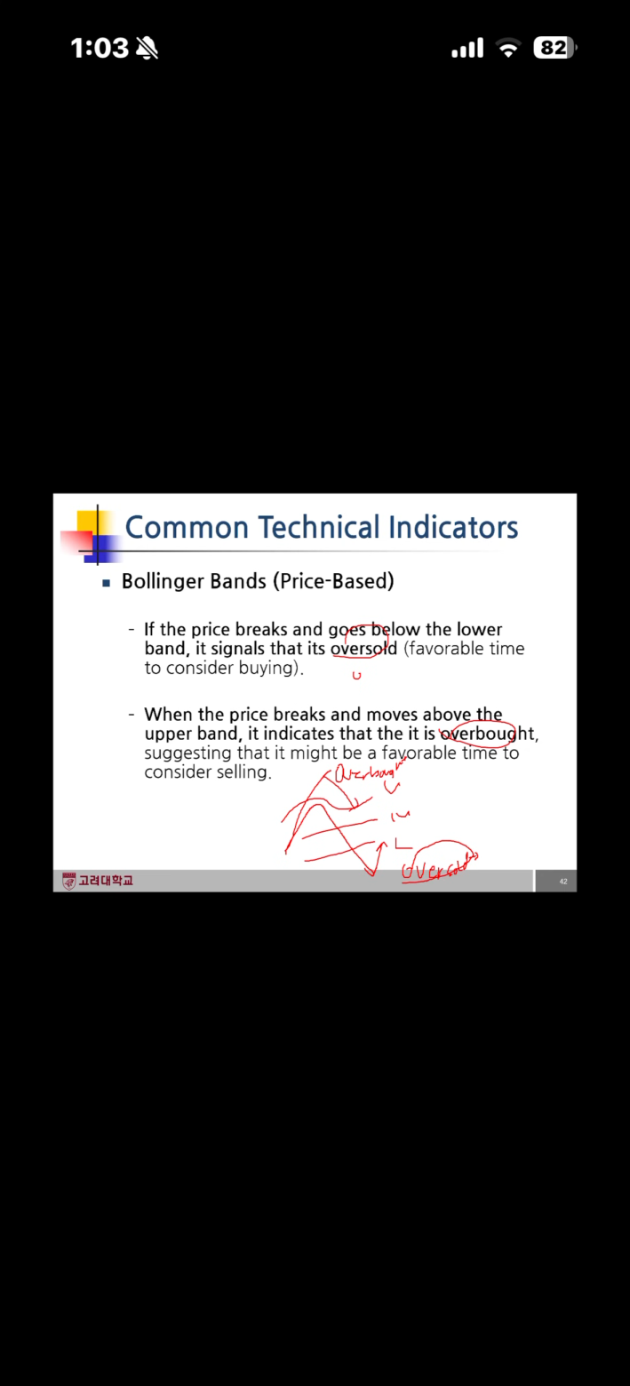It is important to remember that the signals are not always perfect predictors of future price movement, however. So you have to look at other indicators to confirm the signals. And sometimes price can remain above or remain below the band for an extended period, especially during strong market trends. So for this reason, Bollinger Bands are often used together with other technical indicators rather than as a standalone trading signal.